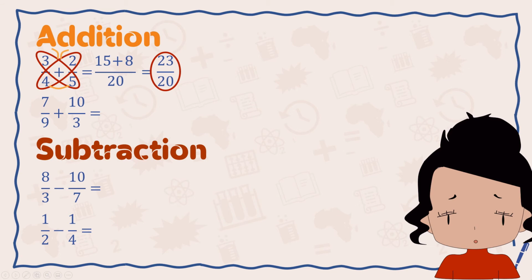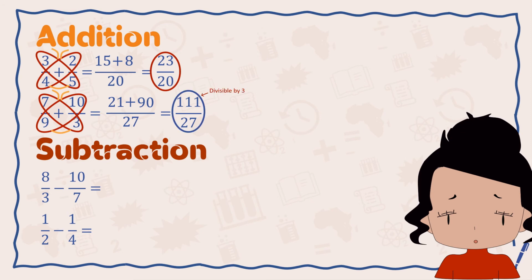For the next example, we'd follow the same steps. Multiply 7 and 3. Then add it to the product of 9 and 10, all over the product of 9 and 3, which give us 27. So 21 plus 90 is equal to 111/27. Since it's still divisible by 3, we divide both the numerator and the denominator by 3, which give us 37/9. Now for the subtraction, we're just going to follow the same steps, but this time we're going to subtract.